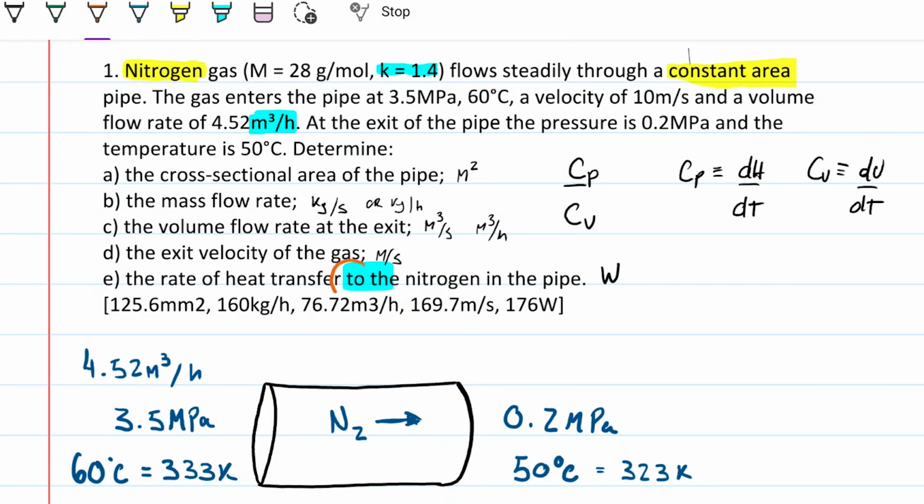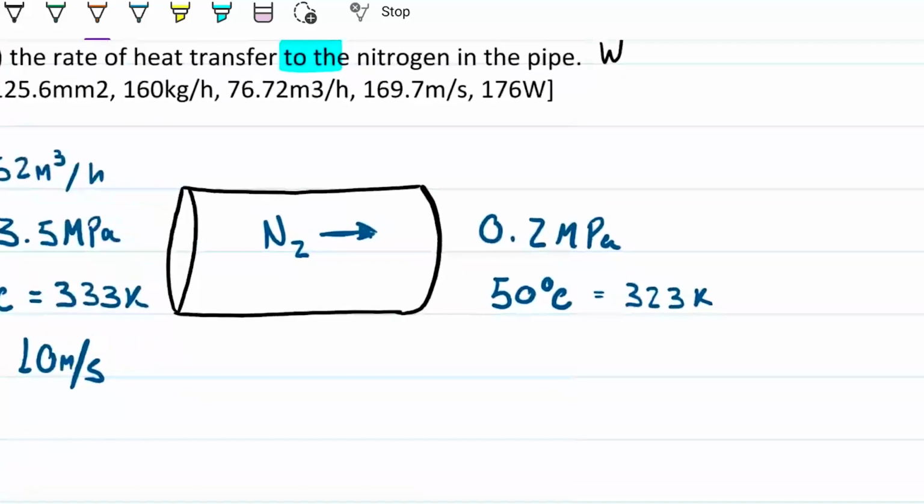So it strikes me as odd that this is to the nitrogen, so we need to observe if that makes sense at the end of it. Okay, so let's get started. I wrote down the properties.